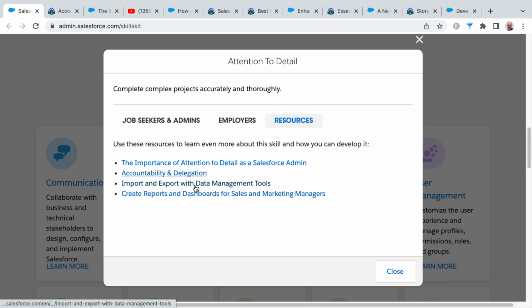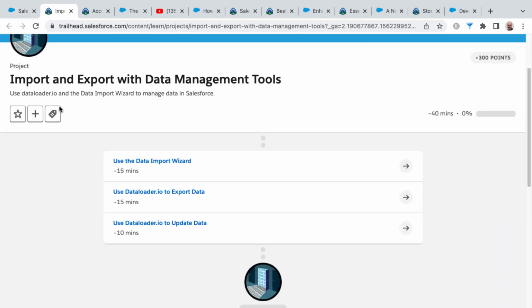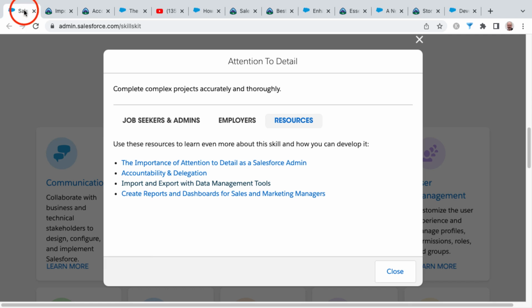And then import and export with data management tools. You'll be using dataloader.io and the data import wizard to manage data inside of Salesforce. This gives you some hands-on experience with dealing with data and accuracy and completeness. And so that's something that I will encourage you to work through as well.